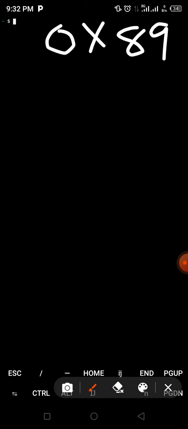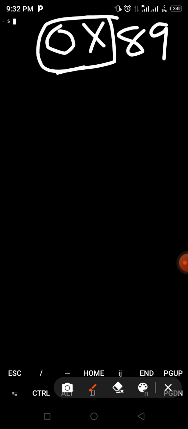So we have 0x89. We are not going to look at the 0x because it is not important, it's just to signify that it's a hexadecimal number. So whenever you see this, what should come to your mind is base 16. So whatever I'm working on in this number here, it should be base 16. So the same thing we're going to apply here.